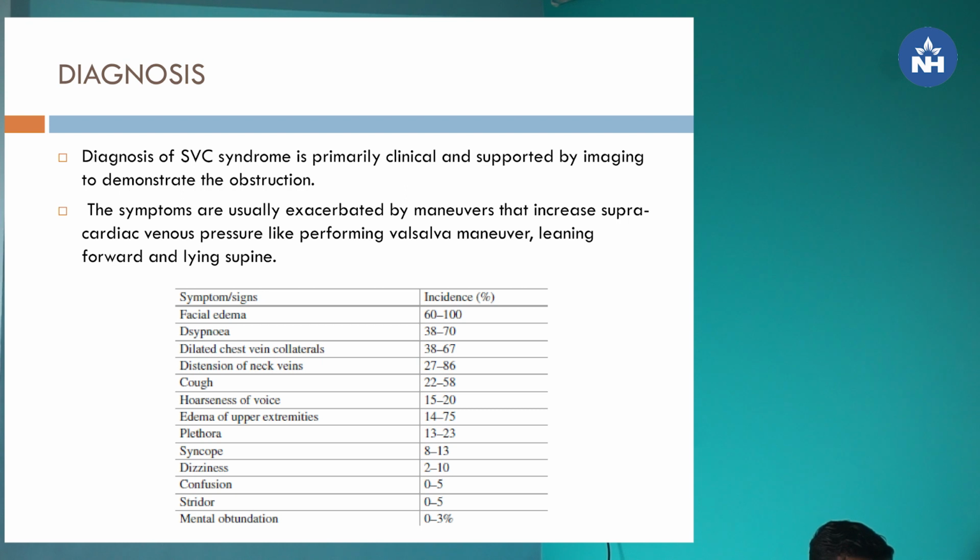Most commonly the facial edema, followed by dyspnea, then dilated neck, chest vein collaterals, distension of the neck veins, cough, hoarseness, edema of upper extremities, plethora, syncope, dizziness, confusion, stridor, and lastly mental obtundation.